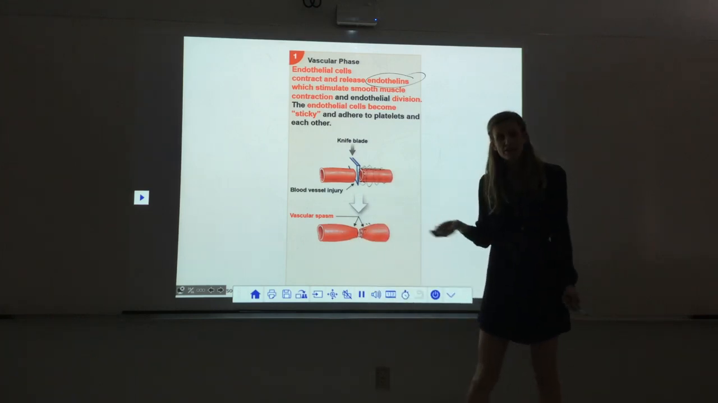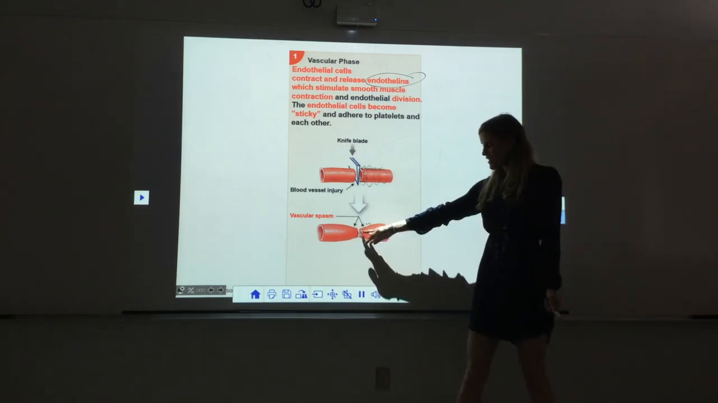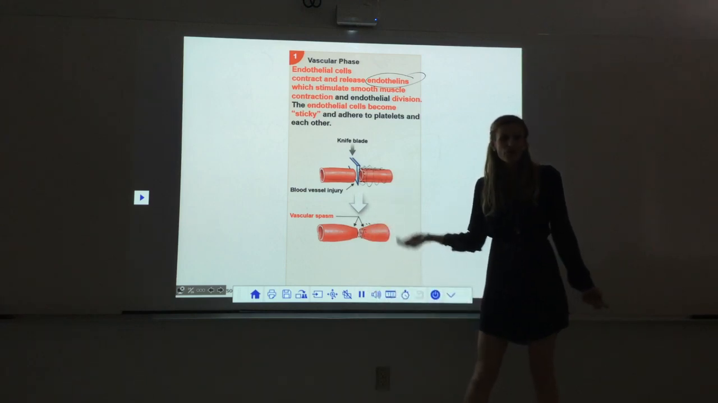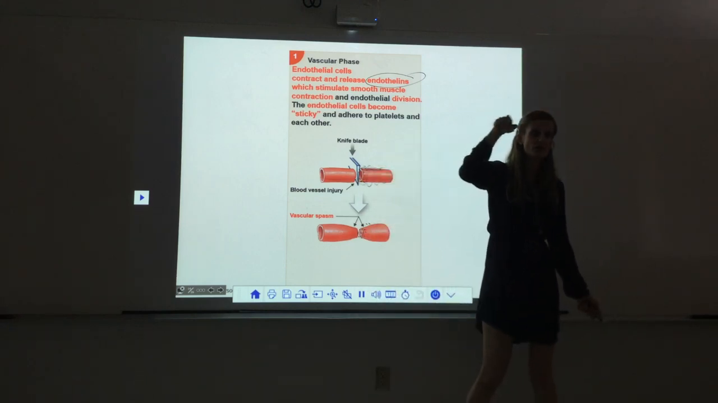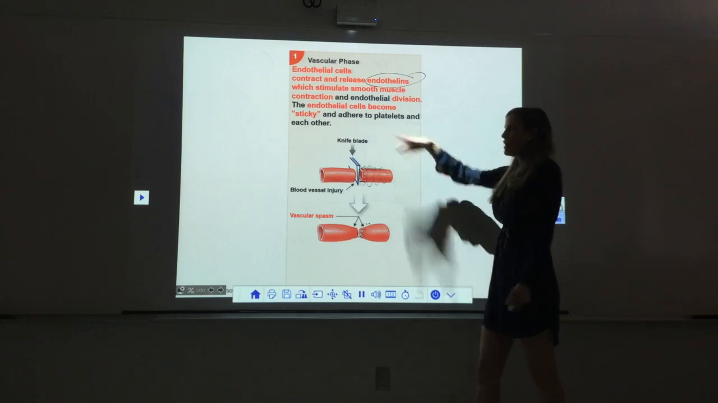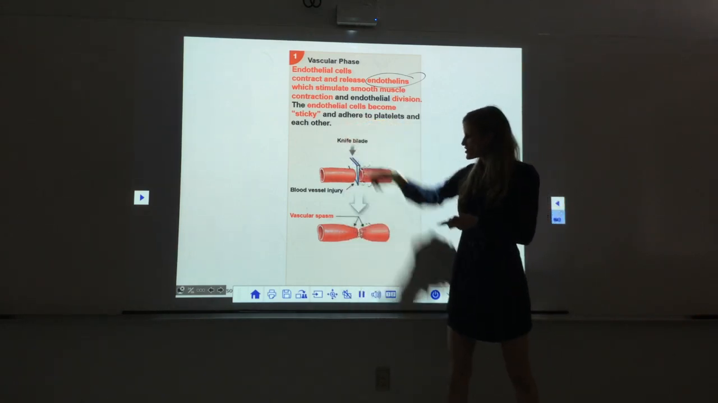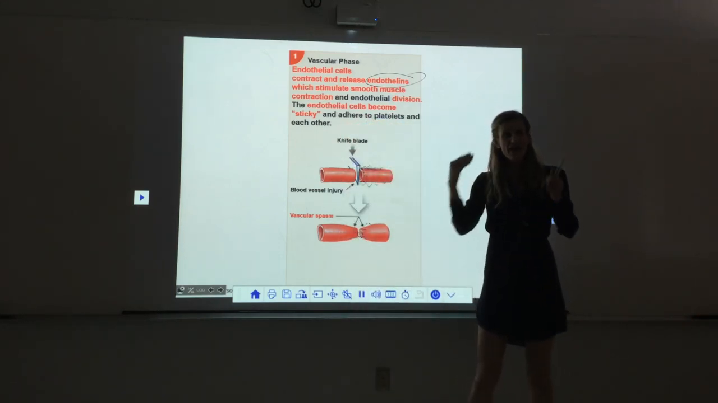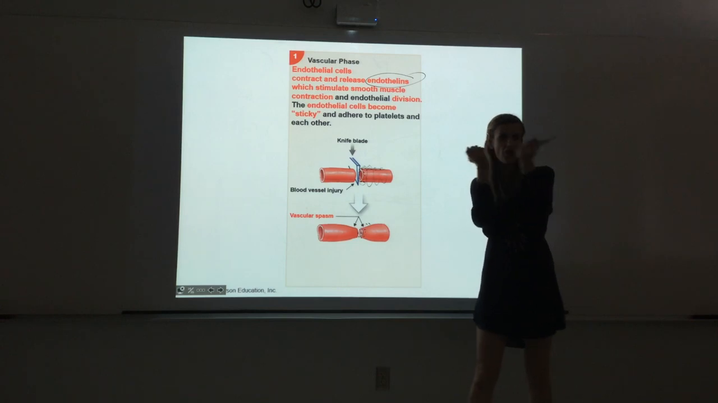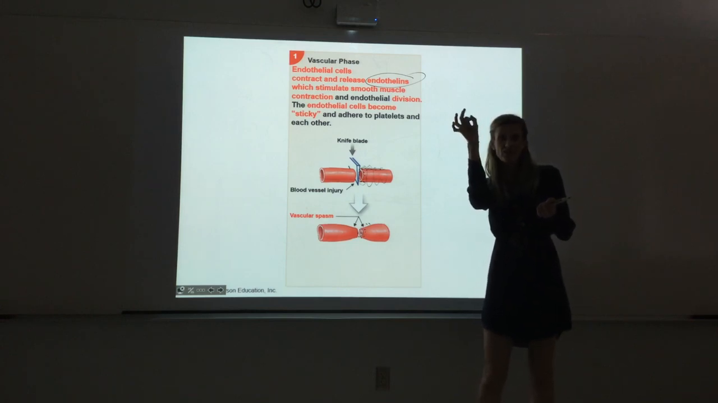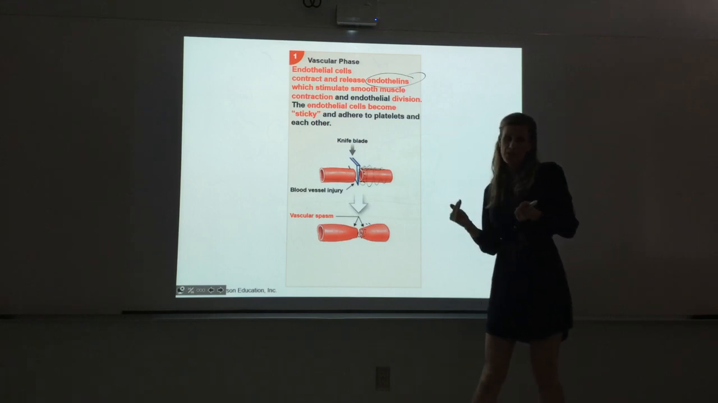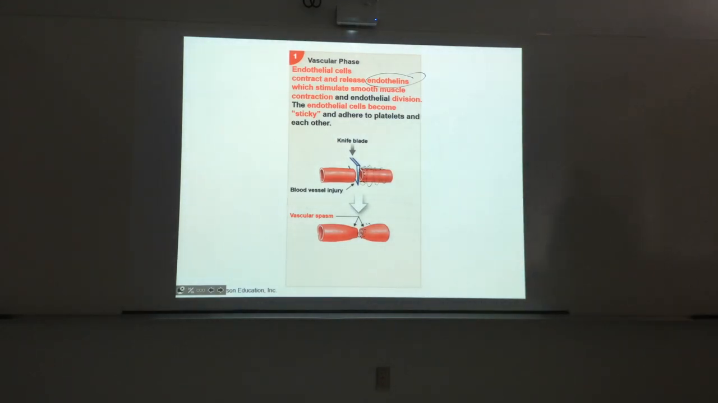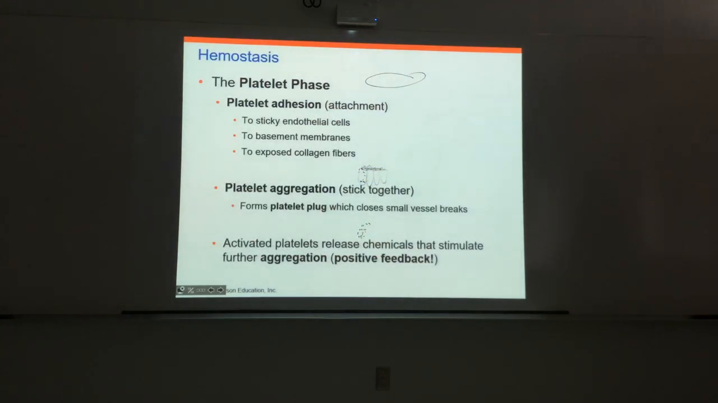It also stimulates cell division. Again, we have a break, we have to fix it somehow. So we're going to fix it by making new endothelial cells. Finally, the endothelial cells will start to become sticky. And again, that helps to repair that open area, especially if it's very, very small and you can get cells to stick to each other. You can close up small breaks. All happening in the vessel, that's the vascular phase. Again, it normally takes about half an hour total.